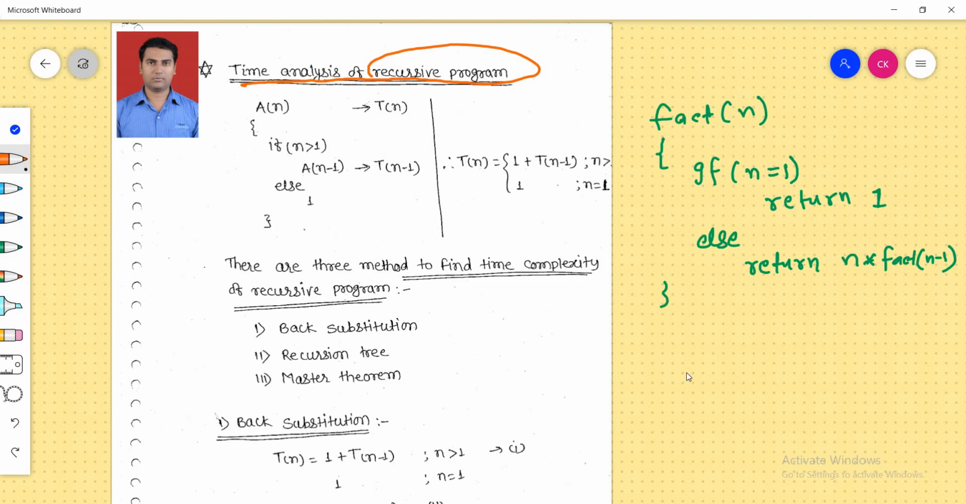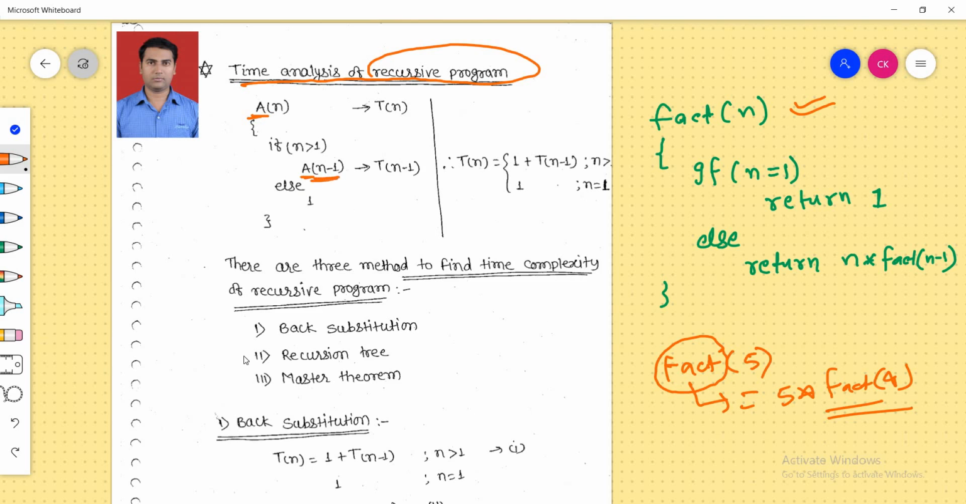Like this one, factorial of n. In order to find factorial of n, let's say the function name is fact(n). Factorial of 5 is equal to 5 into factorial of 4. In this case this function fact is calling itself, so there is a recursion. Like this one, a function named A with input size n is calling the same function A, but with input size n minus 1.